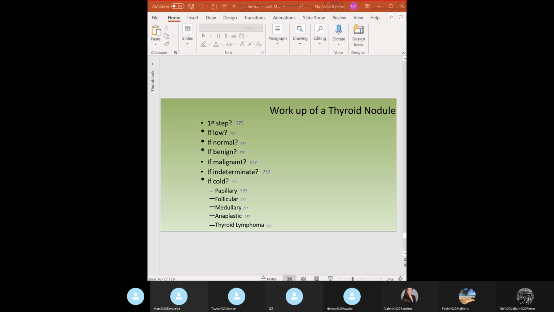Do you want to check what's inside the nodule? Yes? If it's normal, we can do FNA, right? If it's benign, leave it alone. Don't do anything. If it's malignant, we can surgically excise and check the pathology. If indeterminate, we can rebiopsy. If it is cold, we can excise and check the pathology.